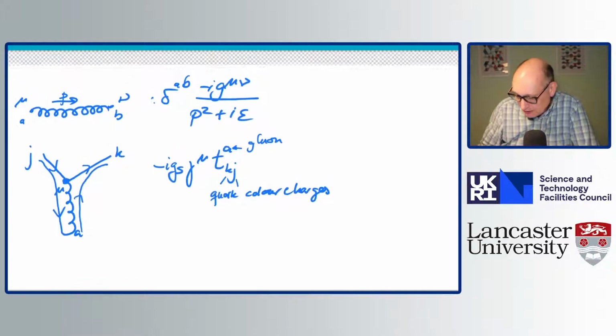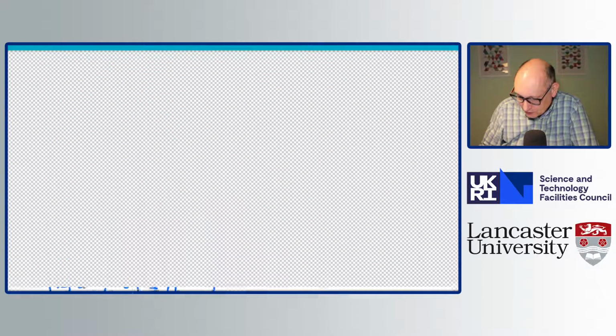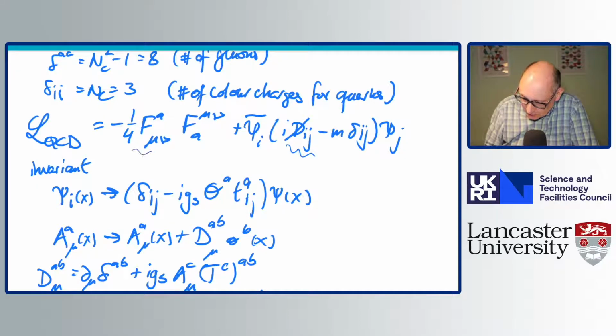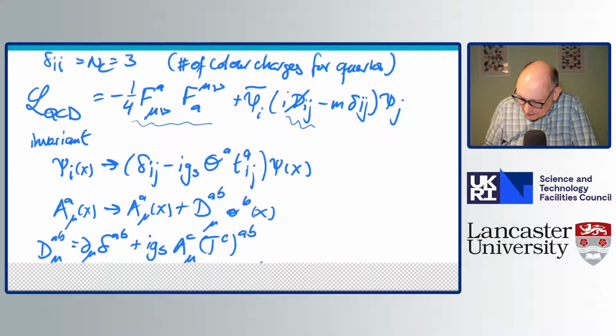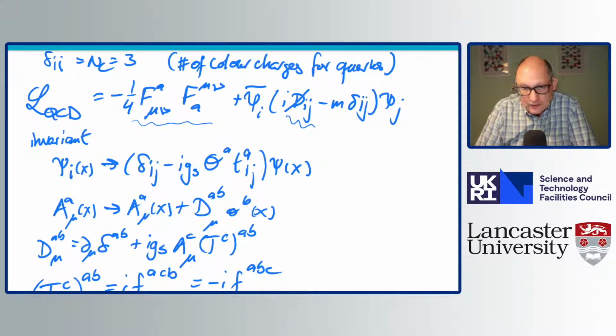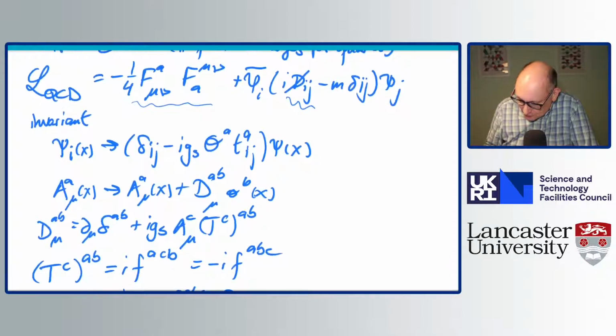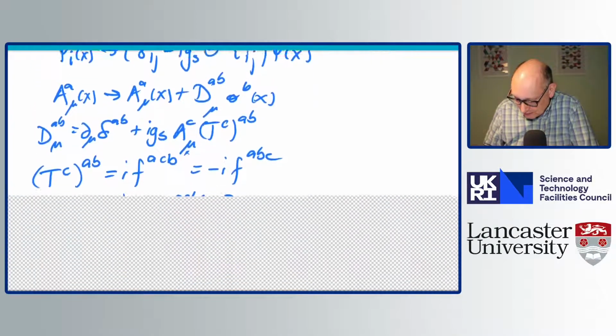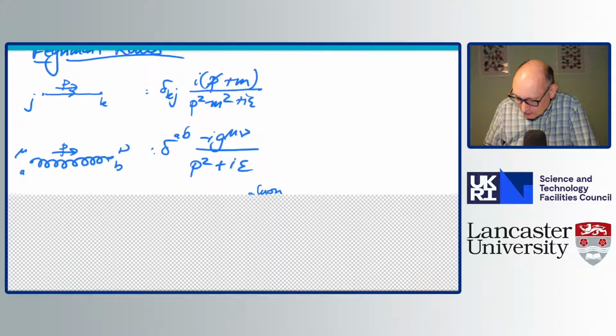Now what's new in QCD compared to QED is that our term F_mu nu F^mu nu doesn't just have the freely propagating photon field, but because F_mu nu now contains the derivative here with an extra A in here, we generate three and four gluon vertices. So there will be terms in the Lagrangian with three and four gluon fields in it.